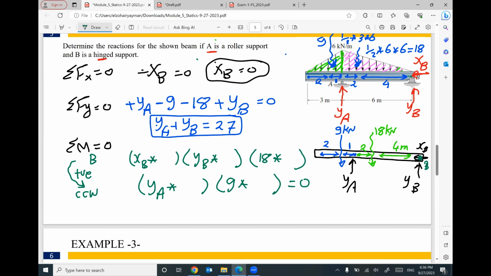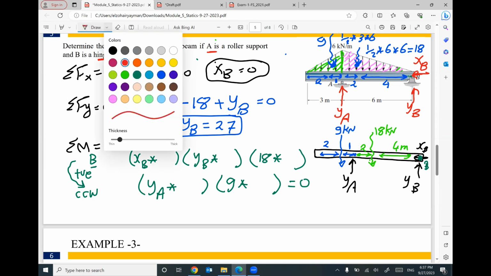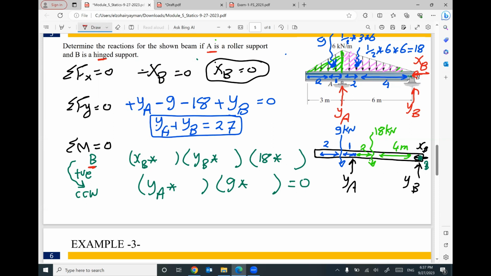If you have a force, we need distance. If you have a moment, it does not need distance. Keep in mind, we are sitting at B. So what is the distance between XB and B? 0. What is the distance between YB and B? 0. What is the distance between 18 kilonewton and B? 4 meters. What is the distance between YA and B? 6 meters. What is the distance between 9 kilonewton and B? It will be 7 meters. This one plus this 6.